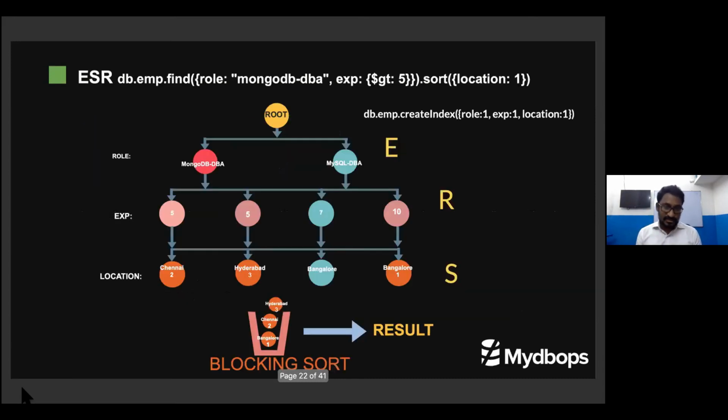So maybe this diagram or this tree will help you understand much better. So guys, I have a document there, right? I'm just going to use this tree chart to understand much better. You see, I have a query: role MongoDB, experience greater than 5, and I'm going to sort the result based on the location. You can see that I have created an index here.